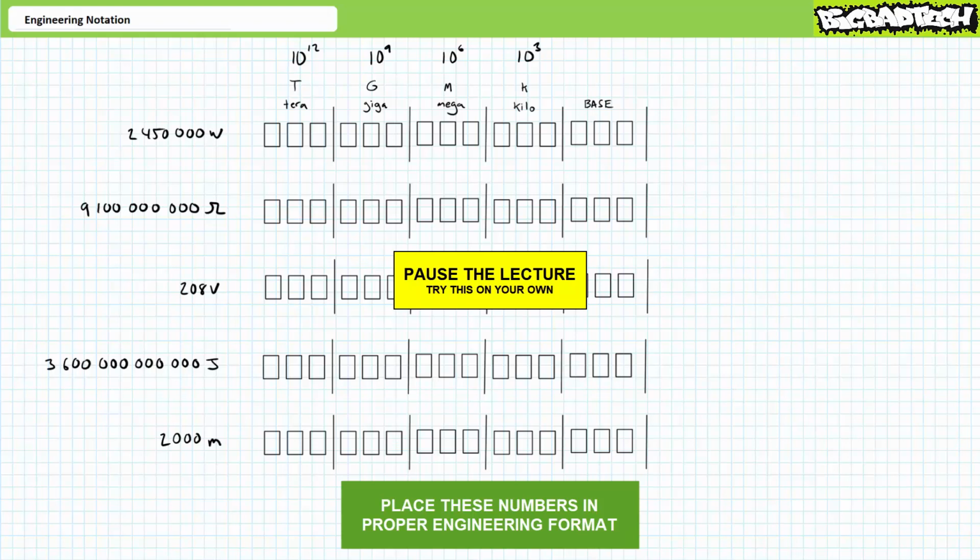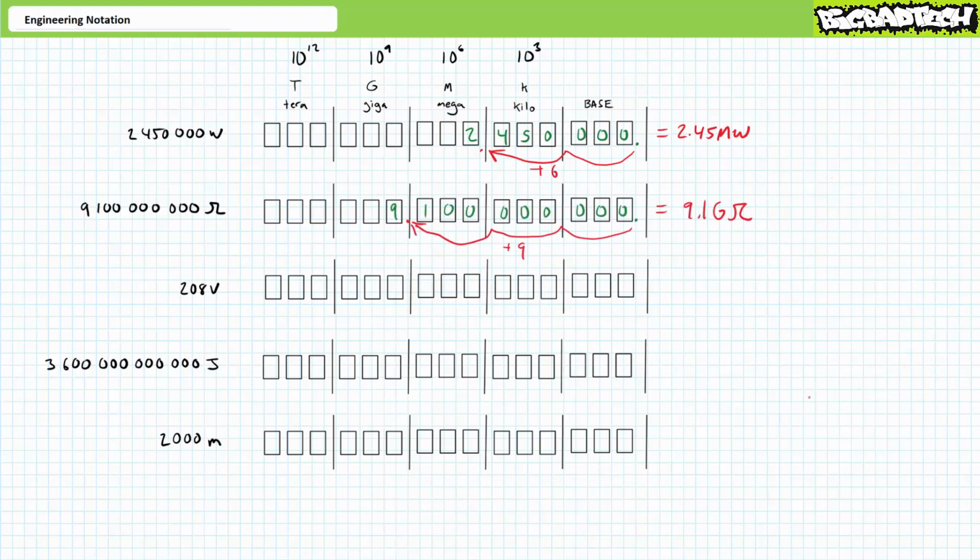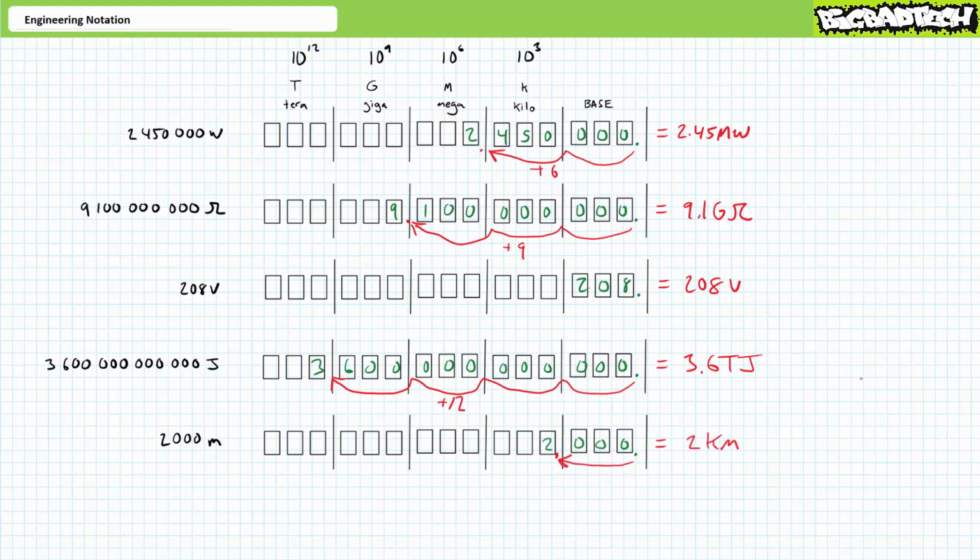If you're tracking, you should have obtained the following values. Our first entry is better expressed as 2.45 megawatts. Our next entry is properly expressed as 9.1 gigaohms. The third one doesn't necessitate engineering prefixes because it's already appropriately expressed in the base unit. So 208 volts is 208 volts. Our next entry is more compactly expressed as 3.6 terajoules. And finally, our last entry is better expressed as 2 kilometers.